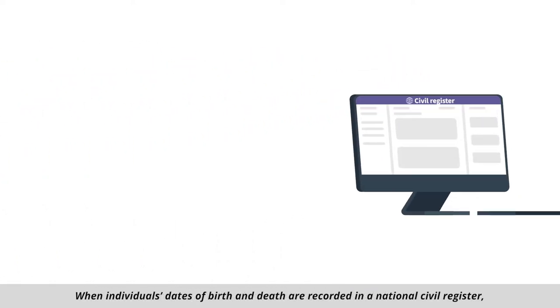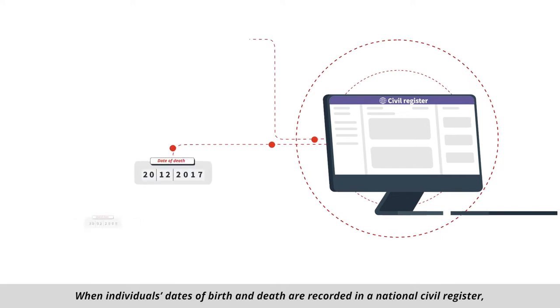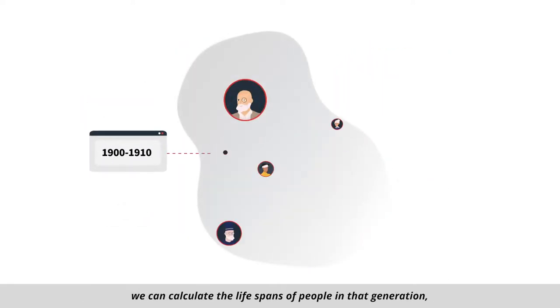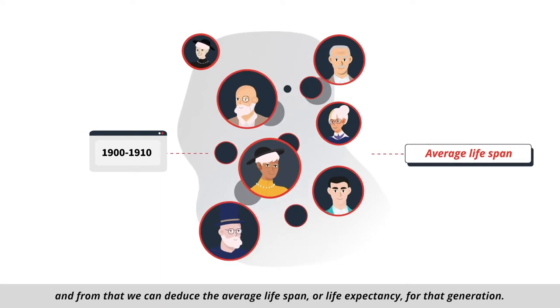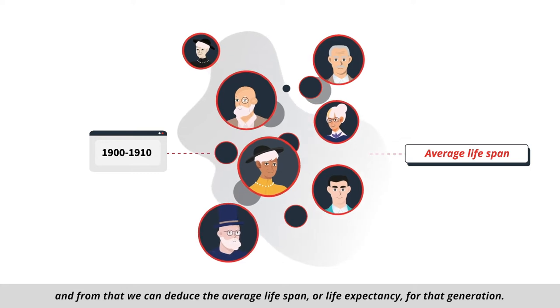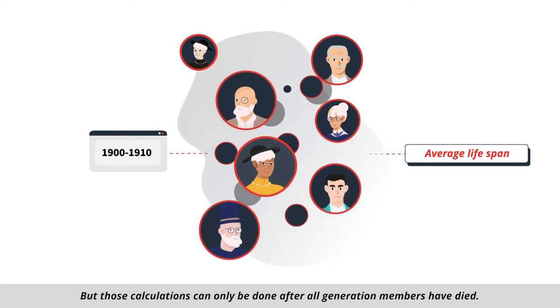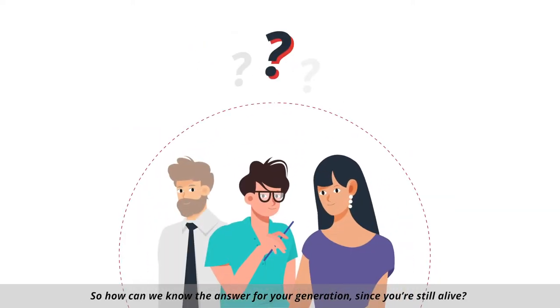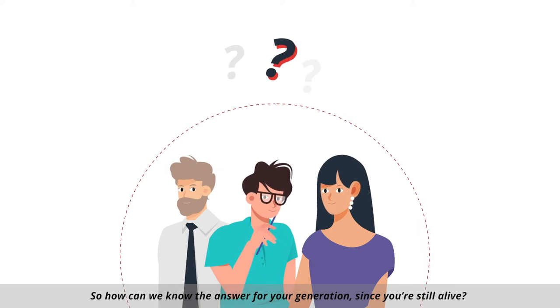When individuals' dates of birth and death are recorded in a national civil register, we can calculate the lifespans of people in that generation. And from that, we can deduce the average lifespan or life expectancy for that generation. But those calculations can only be done after all generation members have died. So how can we know the answer for your generation, since you're still alive?